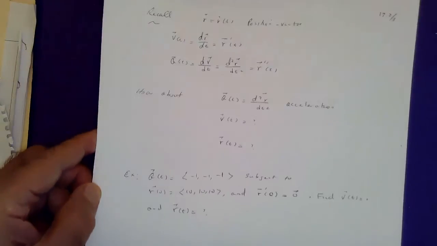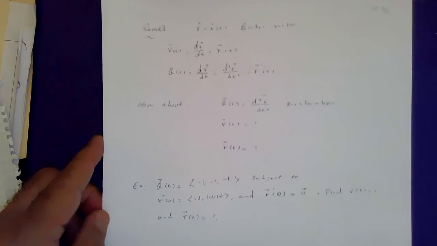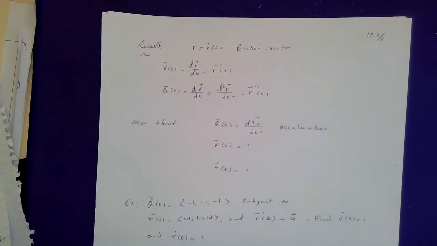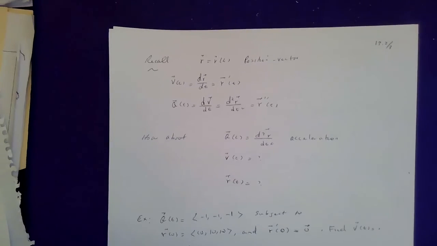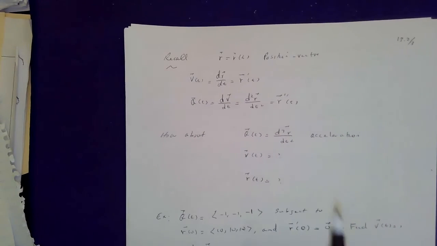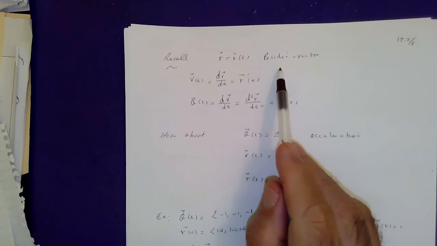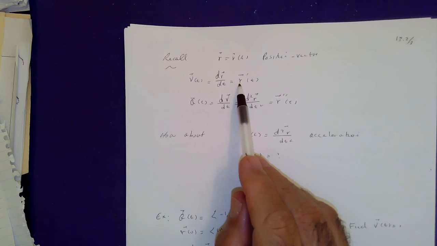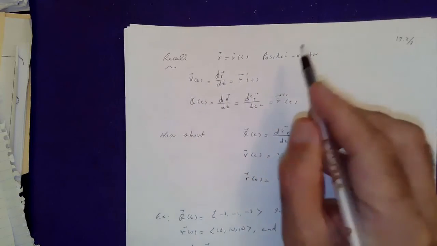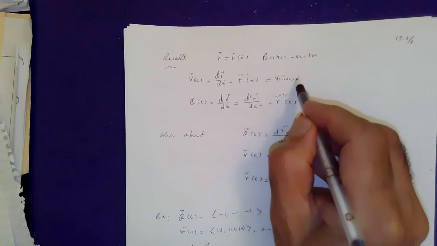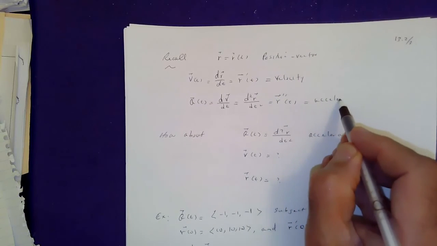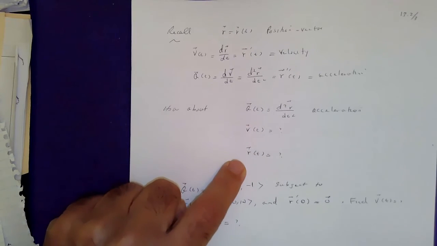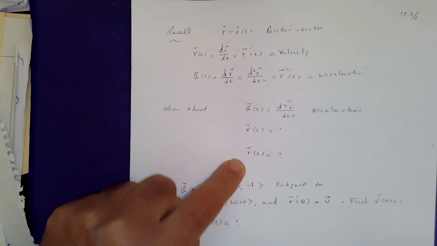Okay, so the question is, why do I care about taking the antiderivative, correct? Well, the idea is as follows. Remember when you had a position vector, you take its first derivative, you get velocity. Is that right? You take its second derivative, you get what? Acceleration.